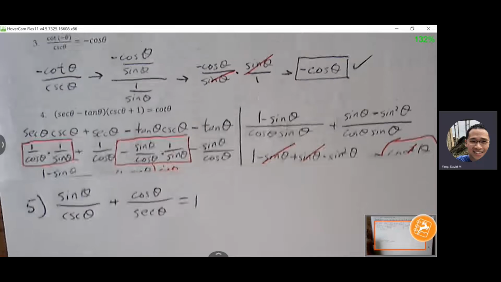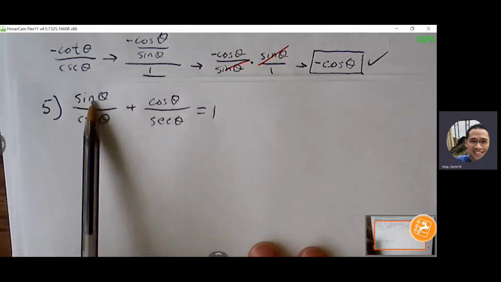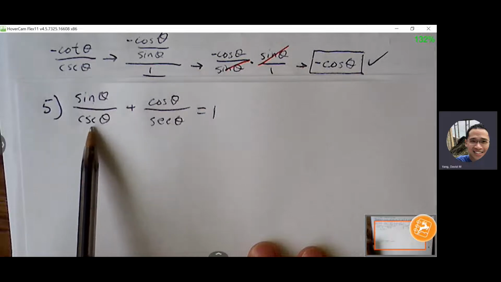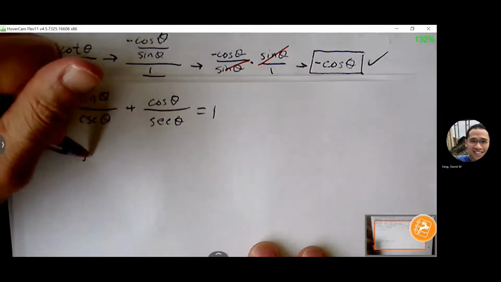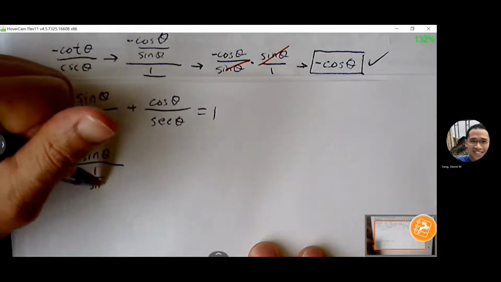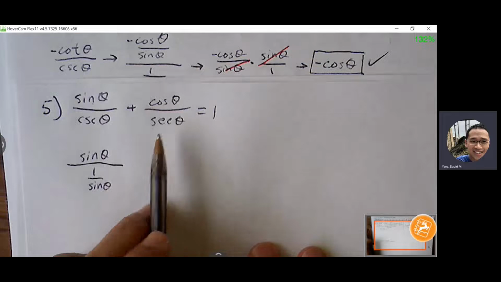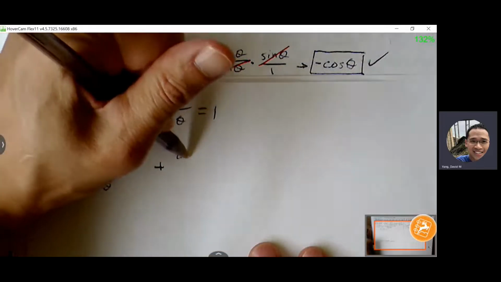Okay, so here's the easier approach to this problem. I did not see it till now. Thanks for bringing that up, DJ. So cosecant can be rewritten as 1 over sine, and then secant can be rewritten as 1 over cosine.